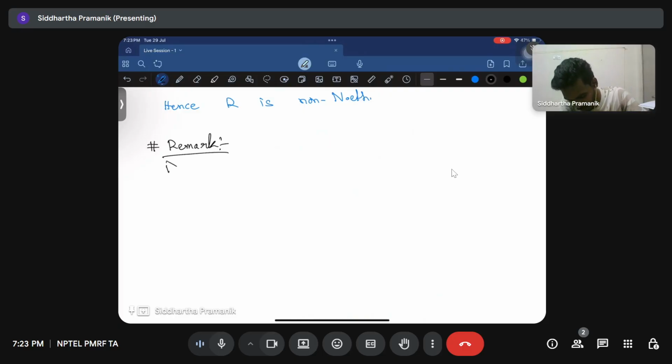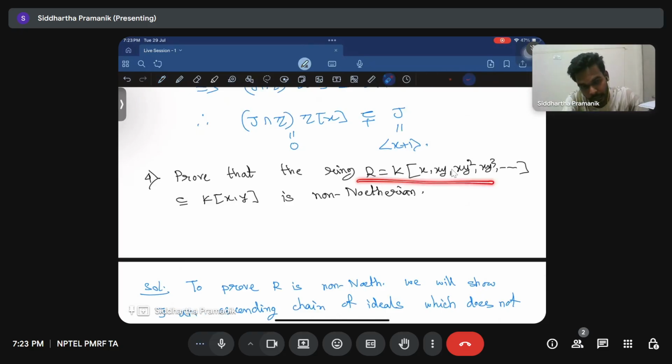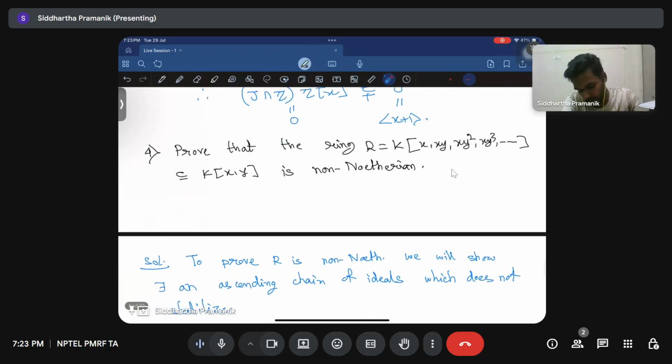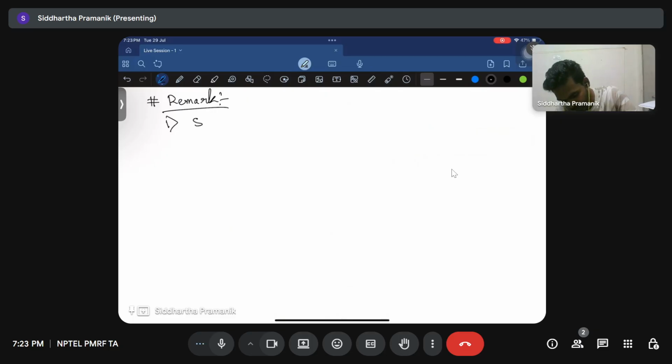So remark number 1. Observe that I have written that R is a subset of k[x,y], because it's obvious. From the Hilbert basis theorem we know that k[x,y] is Noetherian. But here R is a subring of k[x,y], and R is not Noetherian. So the first remark is: a subring of a Noetherian ring may not be Noetherian.